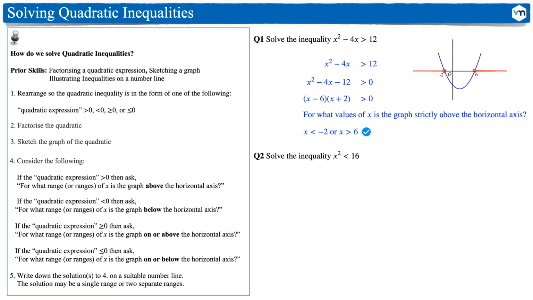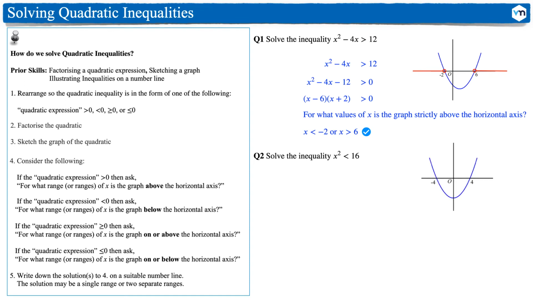In question 2, again we have a quadratic inequality. X squared is less than 16. Now it can be tempting to take the square root of each side and simply write x is less than 4. But this is the wrong thing to do, especially because the square root of 16 has a positive and negative square root. Therefore we proceed as follows.